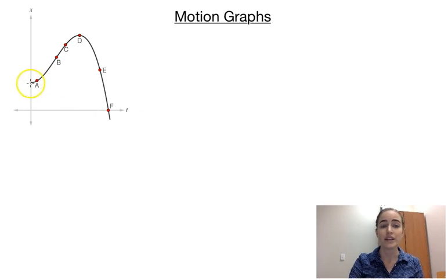So the first point here, point A, we can see that the gradient is positive and the concavity is positive. So that means that our velocity is positive and our acceleration is positive, which means that our particle is speeding up. And we're going to talk about left and right in this problem. If our graph is going up, then it's moving right, and if it's moving down, then it's moving left. So at A, our particle is moving to the right and it's speeding up.